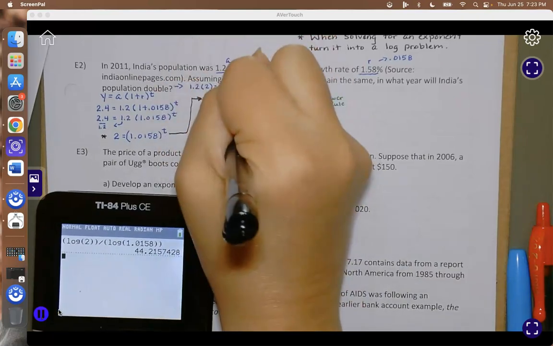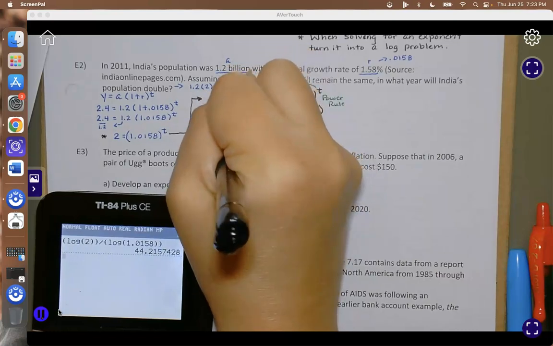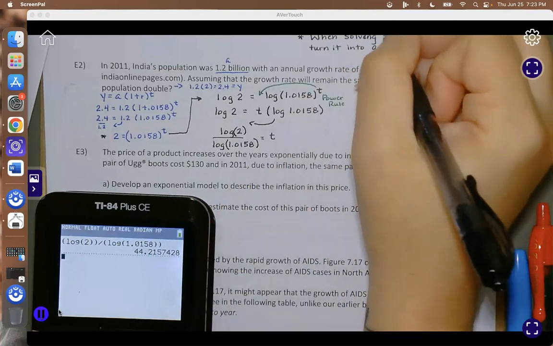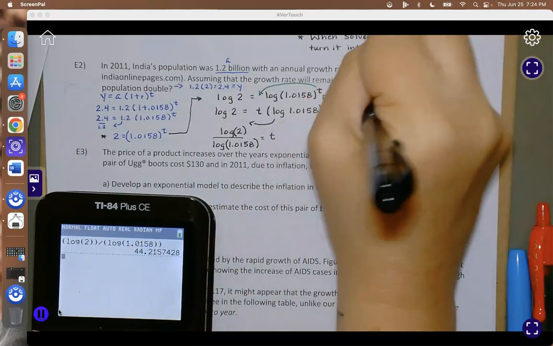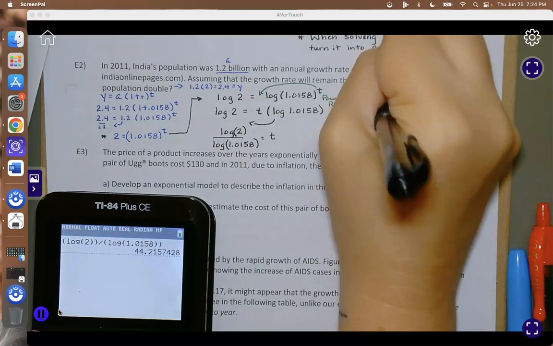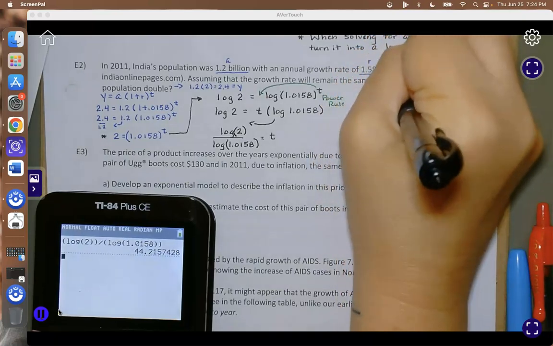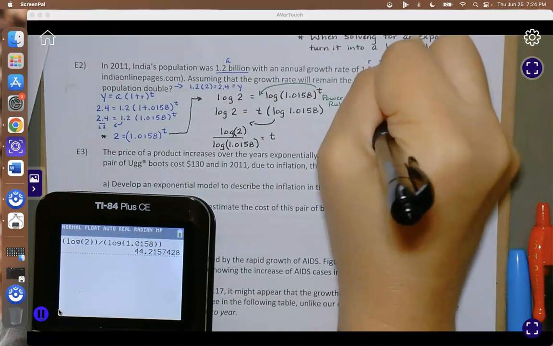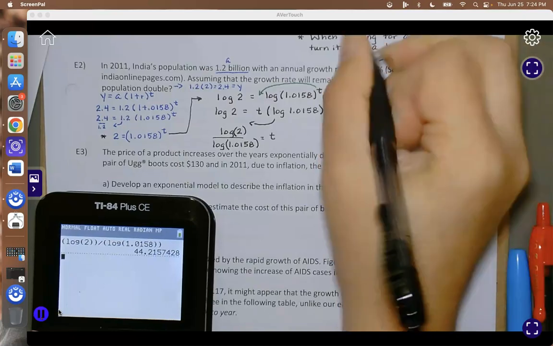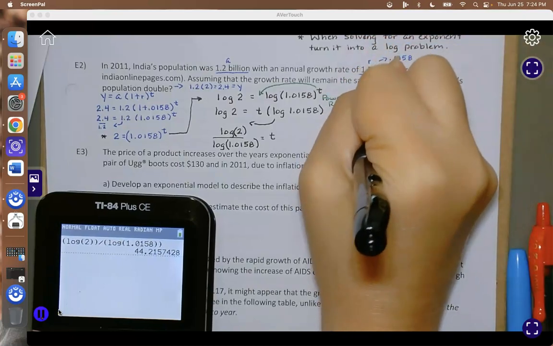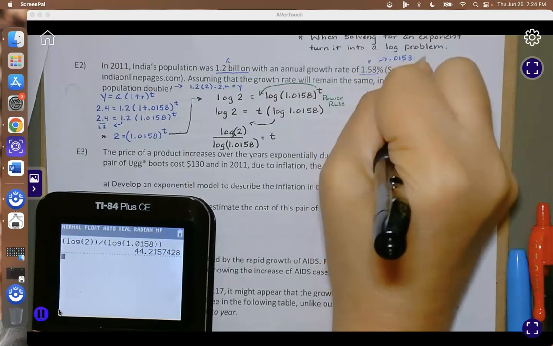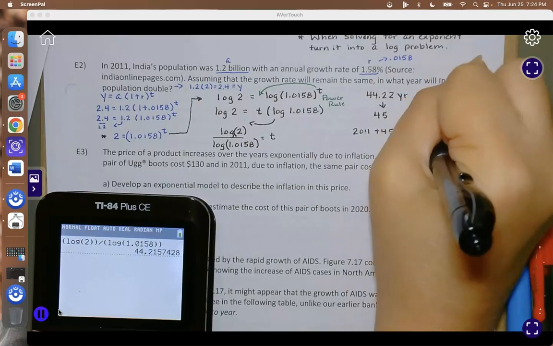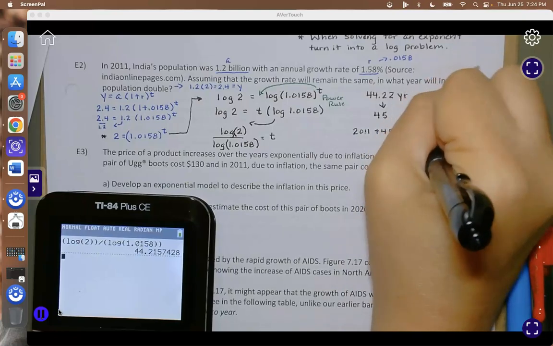Okay, so I'm going to make sure that I have parentheses around this so you know what it looks like on your calculator. And that gives me 44.22. Okay, so 44.22 years, which means that's going to be into the 45th year. So if we're in 2011 and we add 45 years, that's going to be in the year 2056.